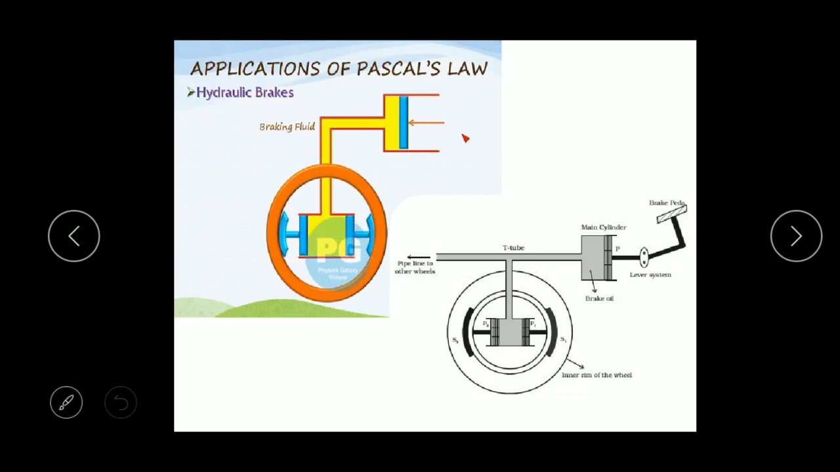And also this master cylinder is connected to all the wheels of the vehicle in order to apply equal pressure to all the wheels. So in this way the hydraulic brake system works, and Pascal's law helps to retard the motion of the vehicles, that is automobiles. So this is a very important application of Pascal's law. One is the hydraulic lift and another one is the hydraulic brake. These two we have discussed for our syllabus.